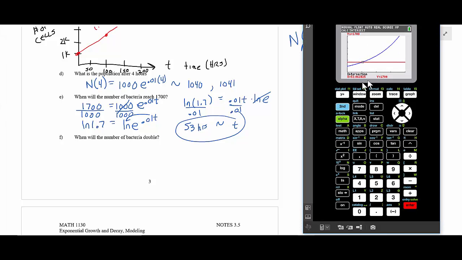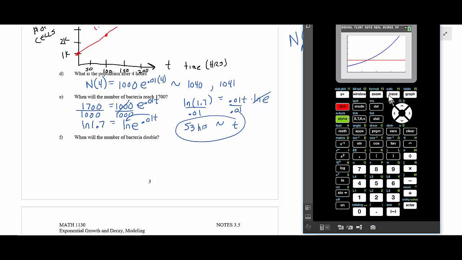Okay, so we're going to do this next problem graphically. I'm going to erase that thing right there. If I wanted to do this graphically, what would I put in for y2? 2,000, because the problem says how long does it take to double, right? We've already done how to do this algebraically. If you did this graphically, you would just put in 2,000, graph it, and do exactly the same thing. So you can analyze this graphically like this.